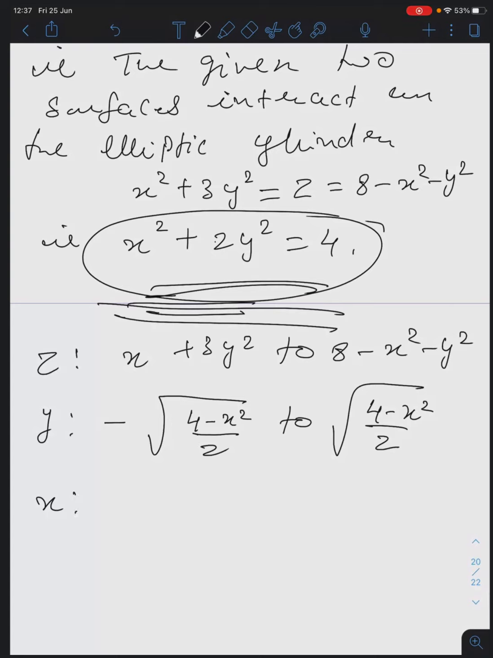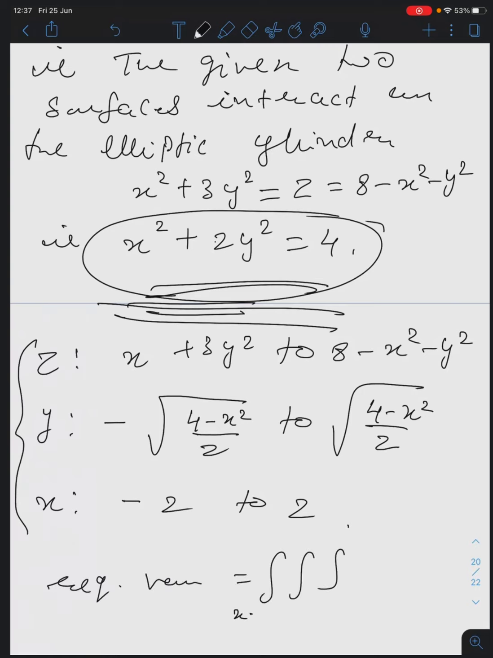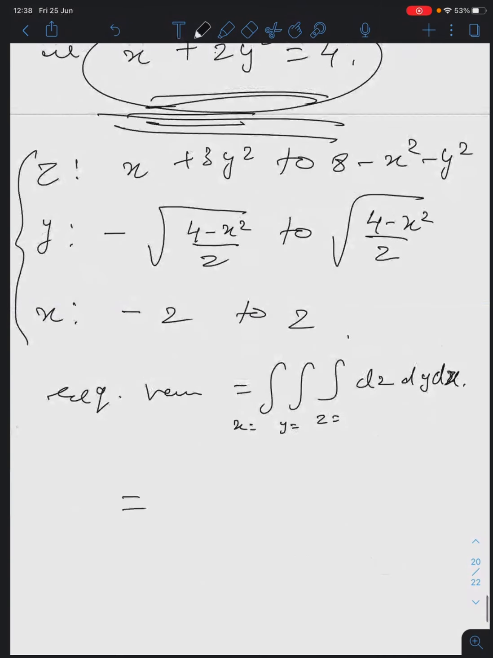X limits are constant. Constant means that will be from minus 2 to plus 2. So apply these limits and calculate the volume. Volume will be equal to the triple integral with x limits, y limits, z limits, dz dy dx. If you solve it, you will get some answer. So solve it, and in the next class you tell me what answer you got.